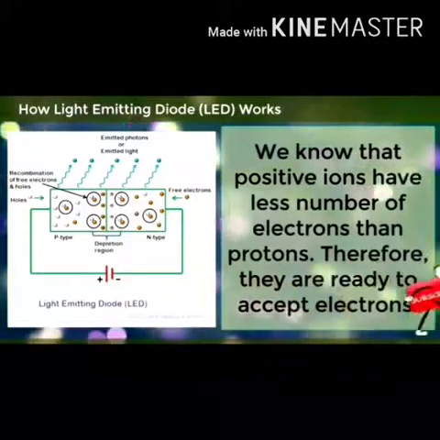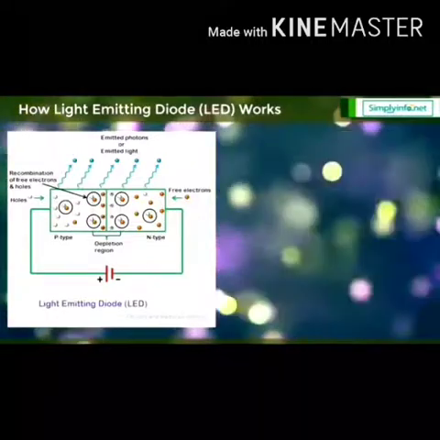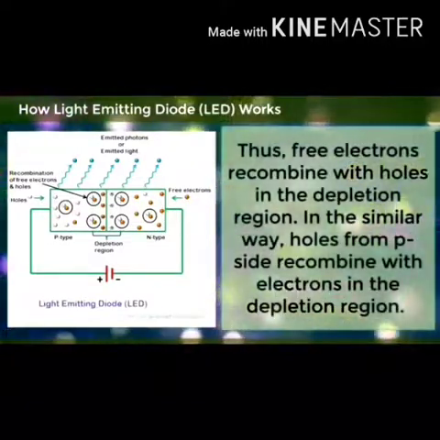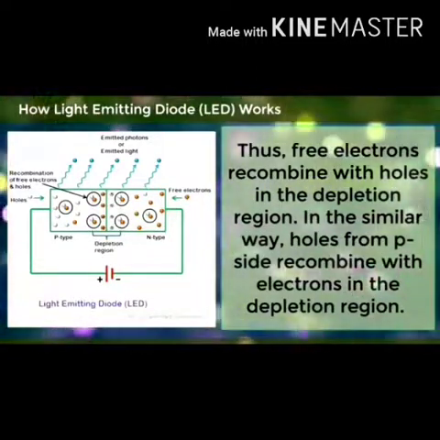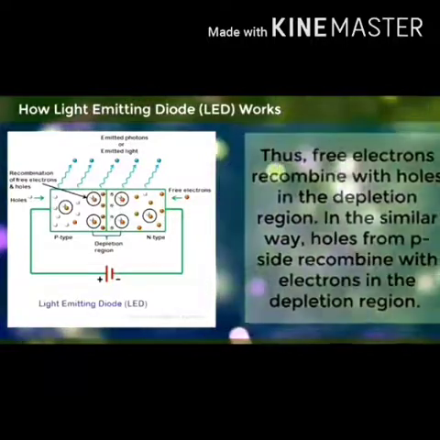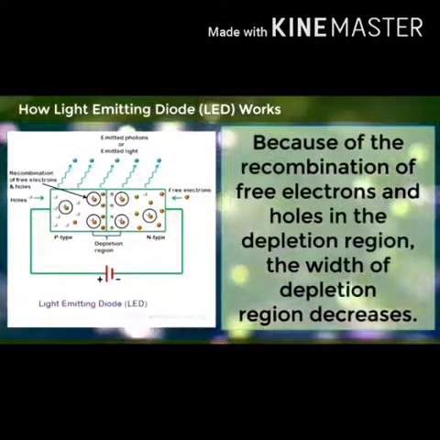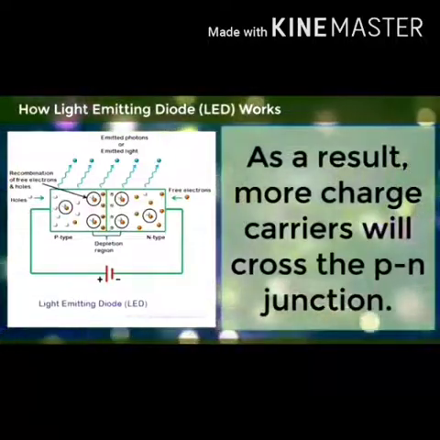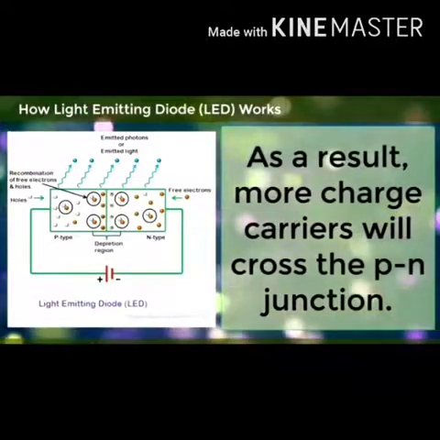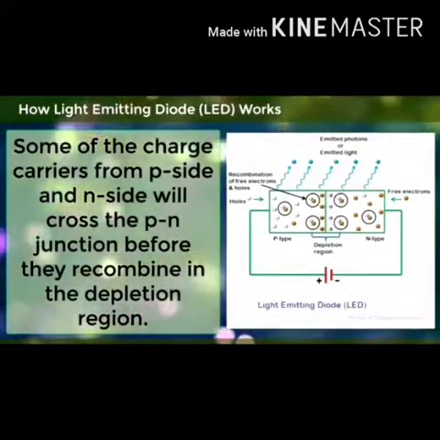We know that positive ions have fewer electrons than protons. Therefore, they are ready to accept electrons. Thus, free electrons recombine with the holes in the depletion region. In a similar way, holes from the P side recombine with the electrons in the depletion region. Because of the recombination of free electrons and holes in the depletion region, the width of the depletion region decreases. As a result, more charge carriers will cross the PN junction. Some of the charge carriers from the P side and N side will cross the PN junction.